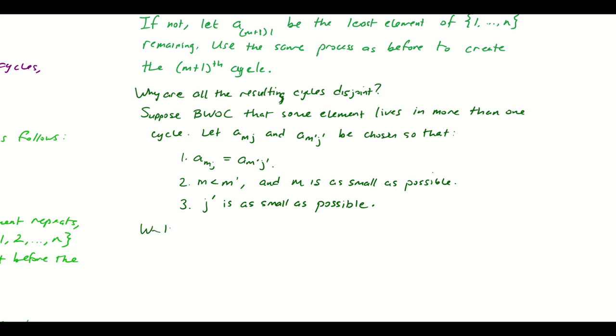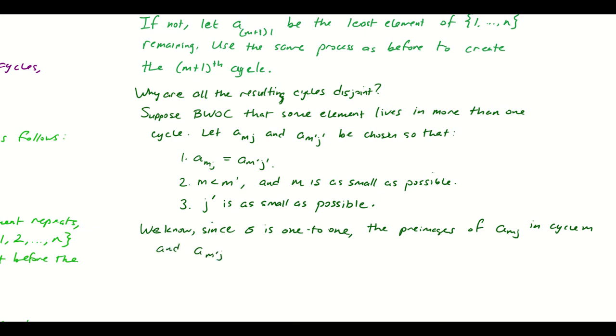So we know, since sigma is 1 to 1, the preimages of a_{m,j} in cycle m and a_{m',j'} in cycle m prime must be the same. In other words, sigma cannot send two different elements to these two guys, which are the same. So the preimages of those must be the same element. Okay, so this means one of two things.